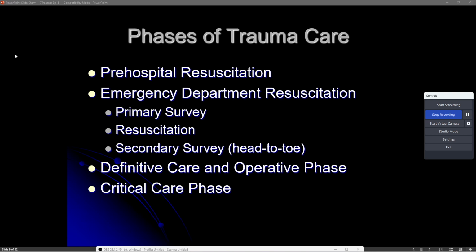EMTs are the basic level of emergency medical services, which are absolutely valuable. A lot of people like to look down on EMTs, which is kind of funny because a lot of the EMTs I know are actually better than a lot of the nurses I know. When you have a good EMT that knows what they're doing, it can make a big difference between your patient even making it to the emergency department or not.